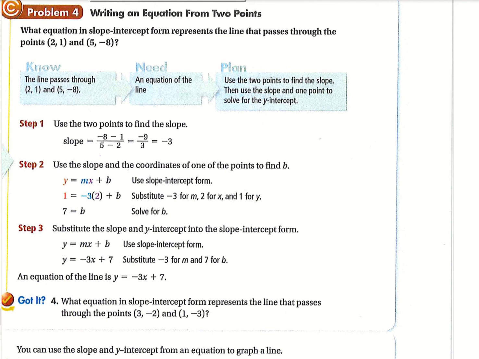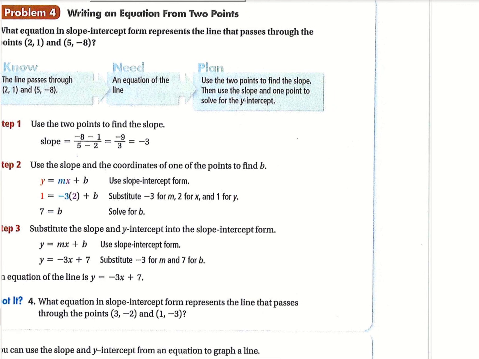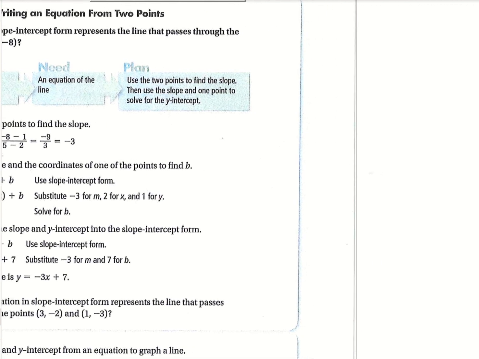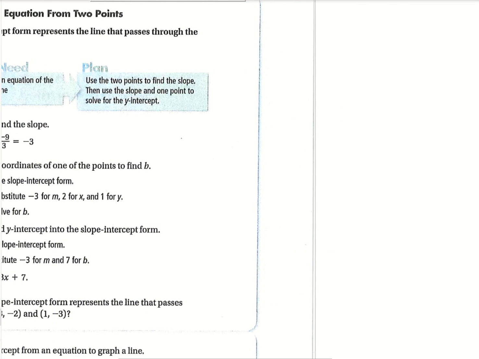All right, so problem 4, this is where we start to look at some stuff without a graph. A little bit more difficult, but definitely manageable for us. So it says, what equation in slope-intercept form represents the line that passes through the points (2, 1) and (5, -8)? All right, the first thing we're going to want to do is use the 2 points to find the slope. All right, so we have the points (2, 1) and then (5, -8).